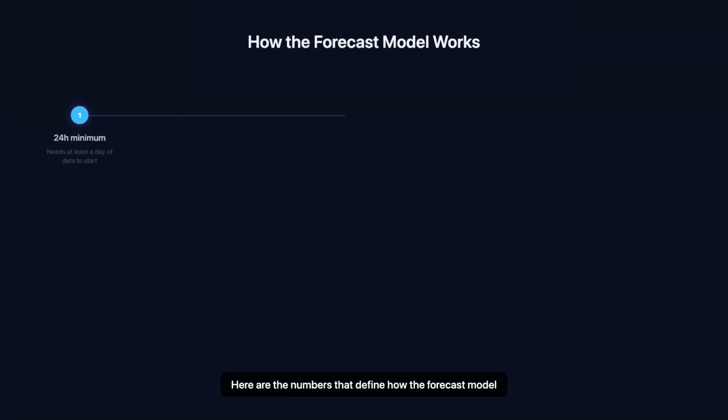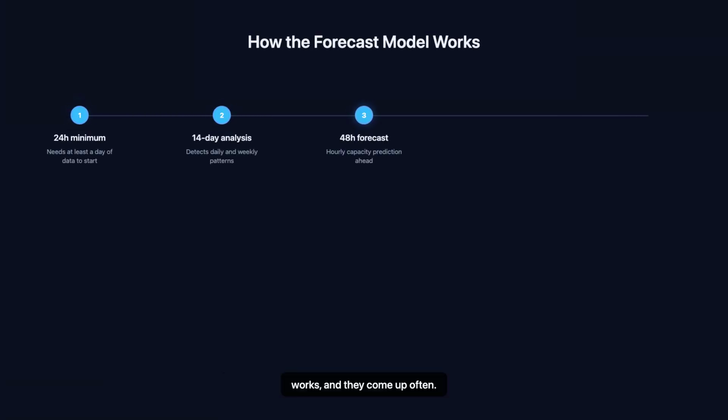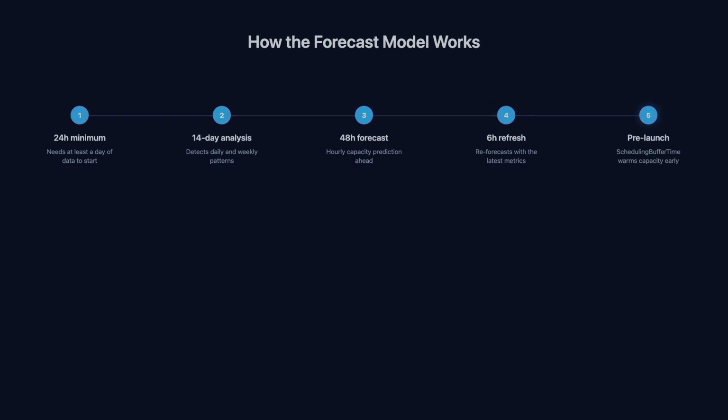Here are the numbers that define how the forecast model works, and they come up often. First, it needs at least 24 hours of data before it can forecast anything at all. From there, it analyzes up to 14 days of history to detect daily and weekly patterns. It then produces an hourly forecast for the next 48 hours. That forecast refreshes every 6 hours as new CloudWatch data arrives, so it keeps getting sharper. And finally, using a scheduling buffer time, it pre-launches instances a little ahead of the forecasted peak, so capacity is warm before demand actually lands.